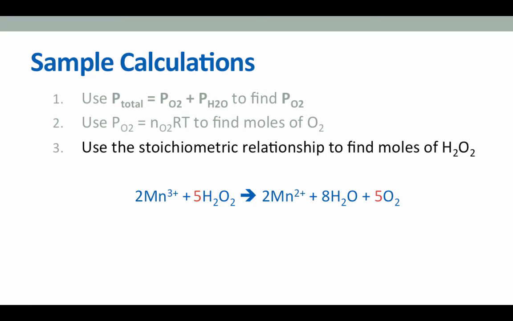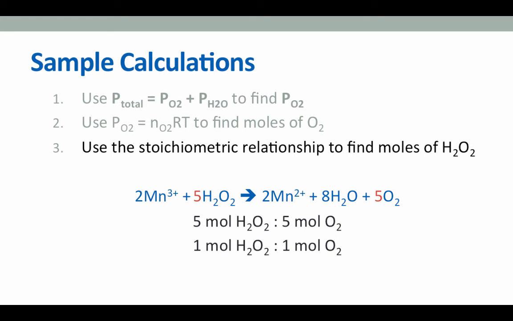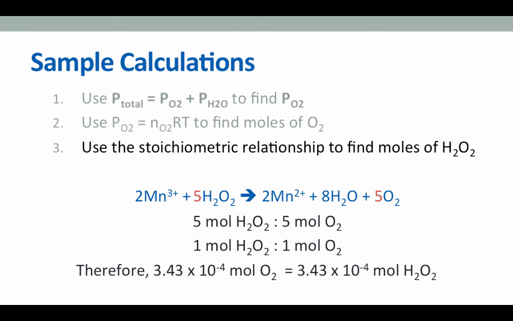I now review my chemical equation to figure out the molar relationship between moles of gas and moles of the reactant that I was interested in, which was the hydrogen peroxide. We can see that there is a 5:5 molar ratio between hydrogen peroxide and oxygen. And 5:5 is the same as saying that there is a 1-to-1 relationship. This means every mole of oxygen gas produced came from a mole of hydrogen peroxide. Therefore, I would also have 3.43 times 10 to the negative 4 moles of hydrogen peroxide in my starting material.